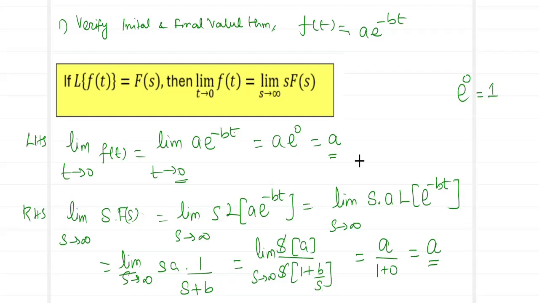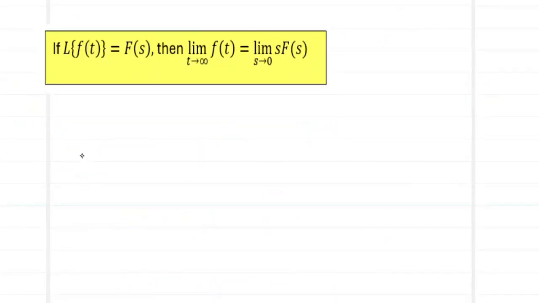So I have verified that LHS and RHS are the same, and I have verified this for the initial value theorem. Now I have to verify the same for the final value theorem. What does the final value theorem say? If Laplace of f of t is F of s, then as t tends to infinity, f of t is limit s tending to 0 of s into F of s.